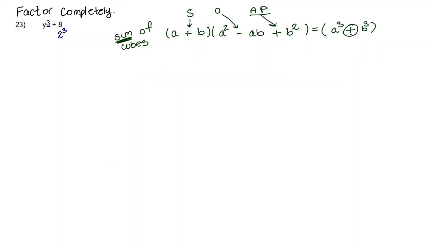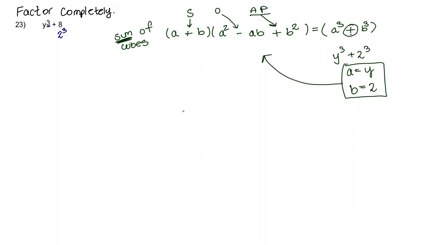So let's go ahead and rewrite our a cubed plus b cubed into what we have here, which is y cubed plus 2 cubed, where our a is y and our b is 2. Now that we know what our variables are, we'll just go ahead and plug that into the formula. So I'm going to write y plus 2 times y squared minus 2y plus 2 squared.